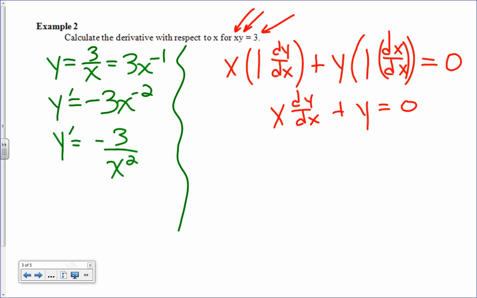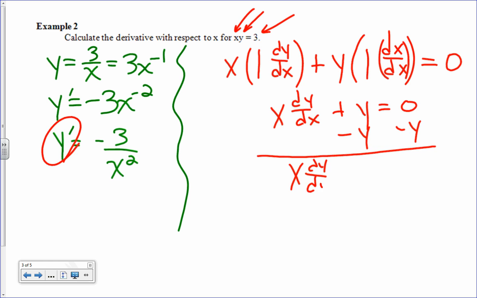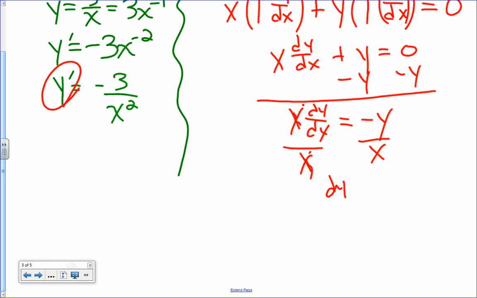dy dx, right? When we have derivatives, what do we normally have by itself? We have that slope portion by itself. Of what I have written here in red, what part of it is actually the slope part? The dy dx, right? Over here we have it by itself. Well, let's get it by itself over here. So what are we going to do? Subtract y. And divide by x. So apparently, I'm running out of room here. Apparently, dy dx equals negative y over x.